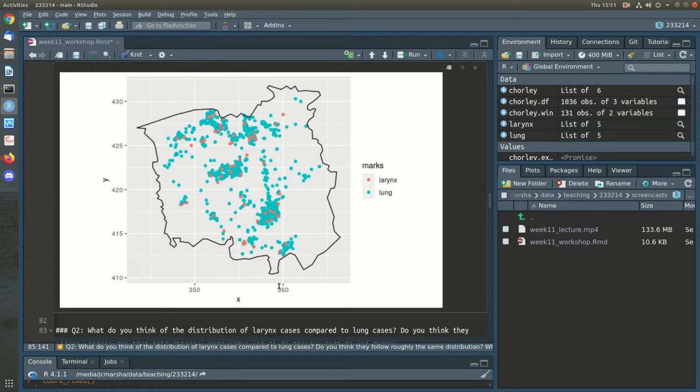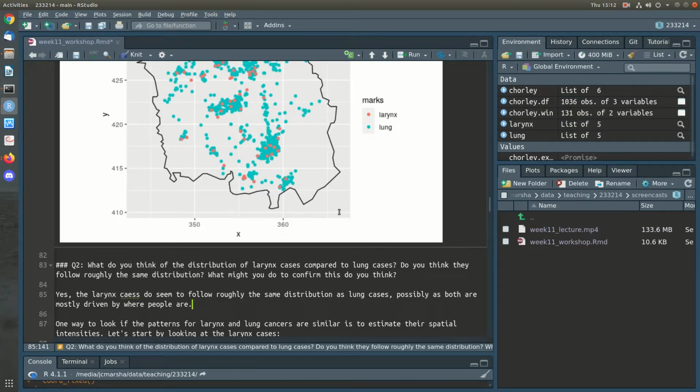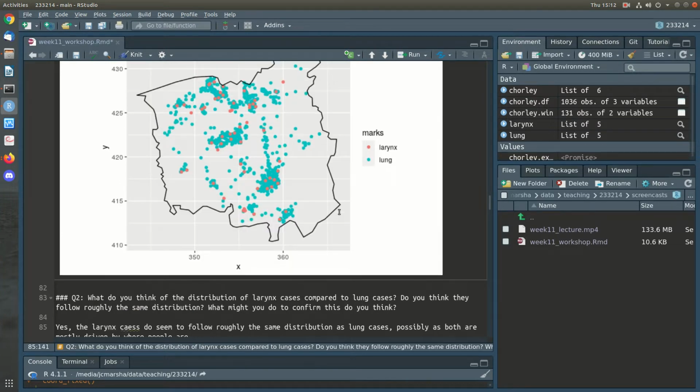Well, I guess one thing we could do is take the distance of each red point to each blue point and compare that to the distance of each blue point to each blue point, perhaps. That might be one idea. Perhaps an easier idea might be just to do a kernel density estimate of each one and see if they line up. Do they end up looking similar?